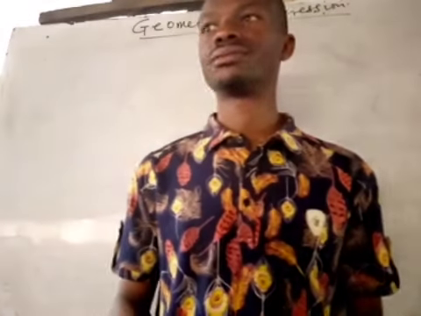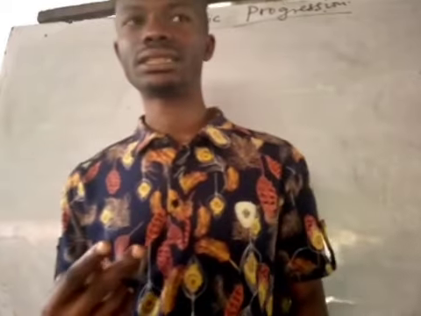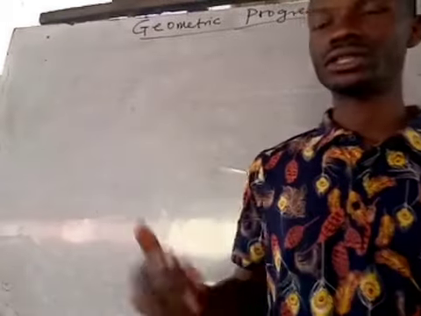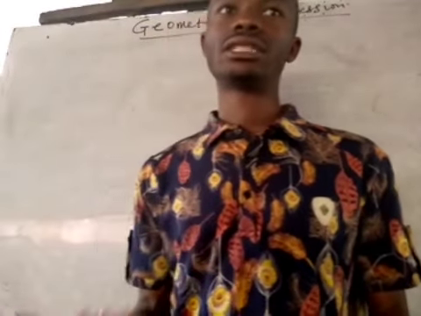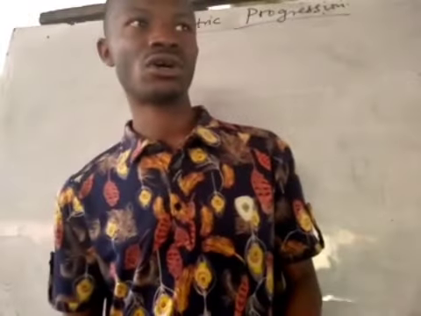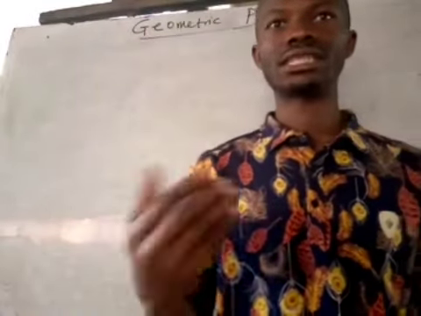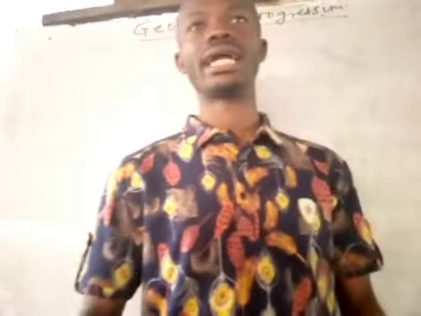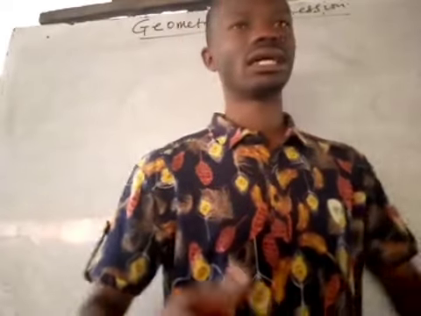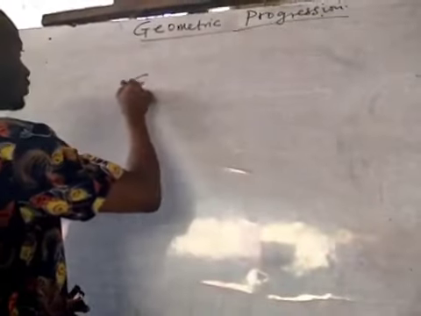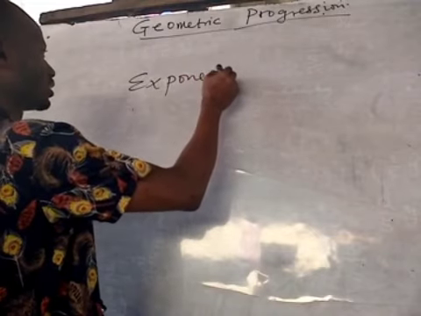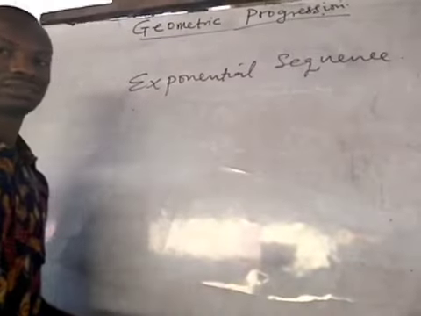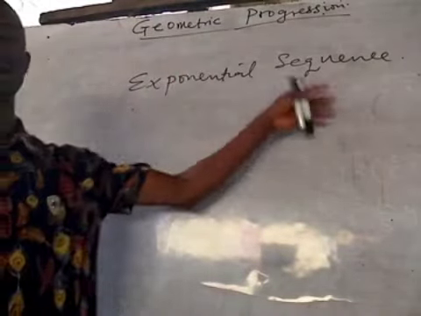Remember in our last episode, we said that there are two types of sequences. A sequence can be in arithmetic progression, or it can be in geometric progression. Sequences in arithmetic progression are sometimes called linear sequences, but sequences in geometric progression could sometimes be called exponential sequences. So we can call it geometric progression or exponential sequences.